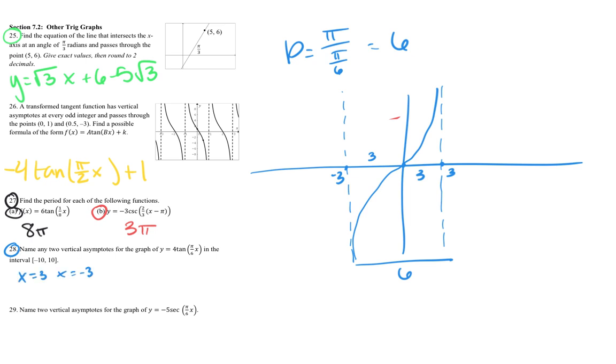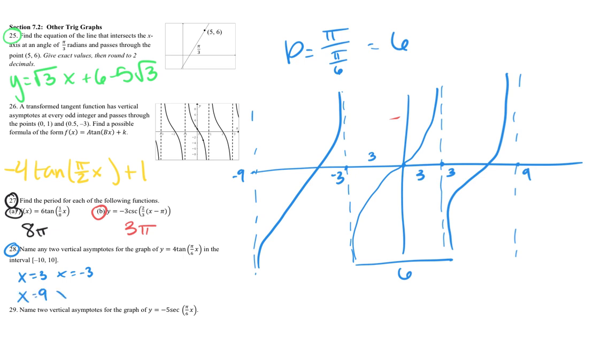We can go one further, and we can add 6 to each of these and draw a whole other tangent graph. So if we add 6 to one side, or subtract 6 on this side, we get -9, and this is +9. So we could also say x is equal to 9, and x is equal to -9.